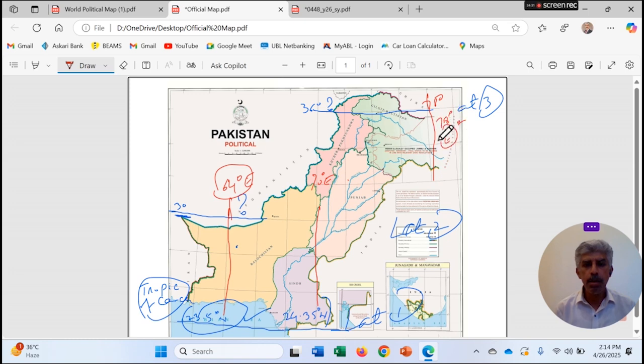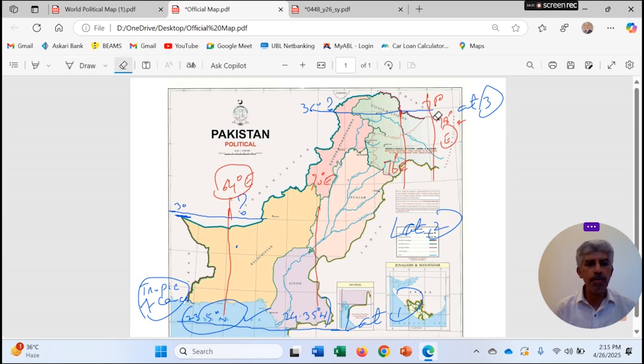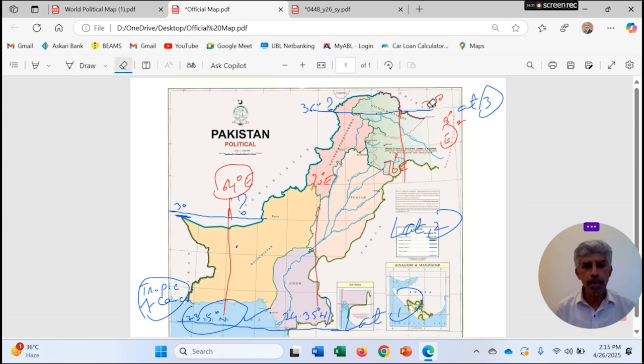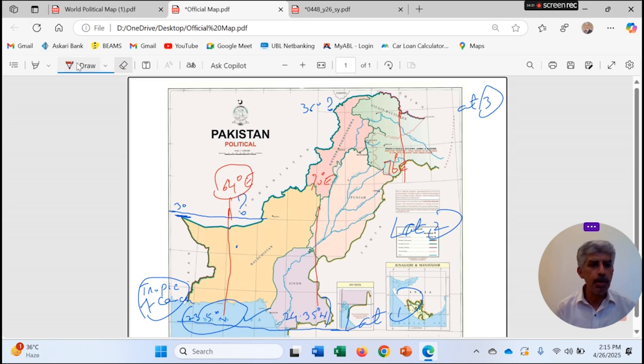And this one is 76 degree. So 76 degree east is also part of your syllabus, not 78. So I'm going to erase the 78 degree line. So your syllabus is only these 3 lines: 64 degree, 70 degree and 76 degree.